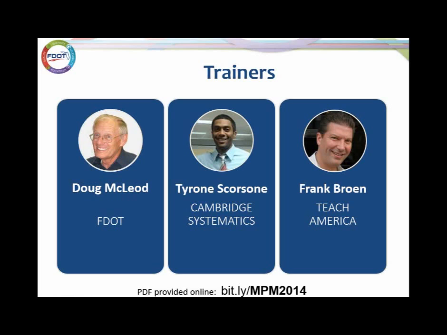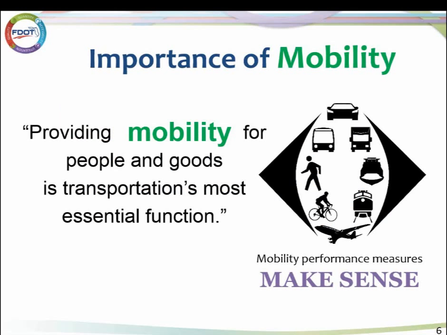Doug will begin by putting performance measures in context. Providing mobility for people and goods is transportation's most essential function. It is what we're about in transportation, movement of people and goods. Given that importance, doesn't it make sense to have mobility performance measures?